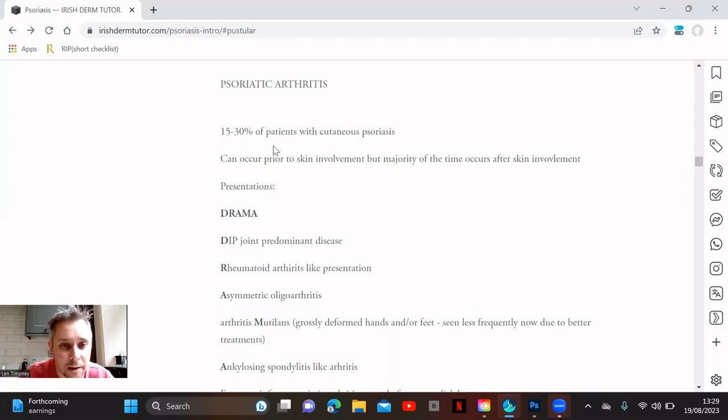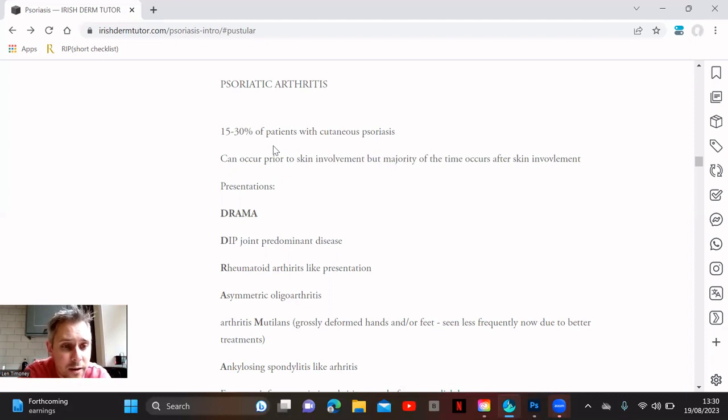So sometimes patients just get DIP joint predominant disease, and this is a very specific way that inflammatory arthritis presents. There are no other inflammatory arthritises that I'm aware of that cause DIP joint involvement. And sometimes you can get a rheumatoid arthritis-like presentation. So we often get a symmetric arthritis of the small joints of the hands that can mimic a rheumatoid arthritis type presentation. You can get an asymmetric oligoarthritis that may affect the larger joints.